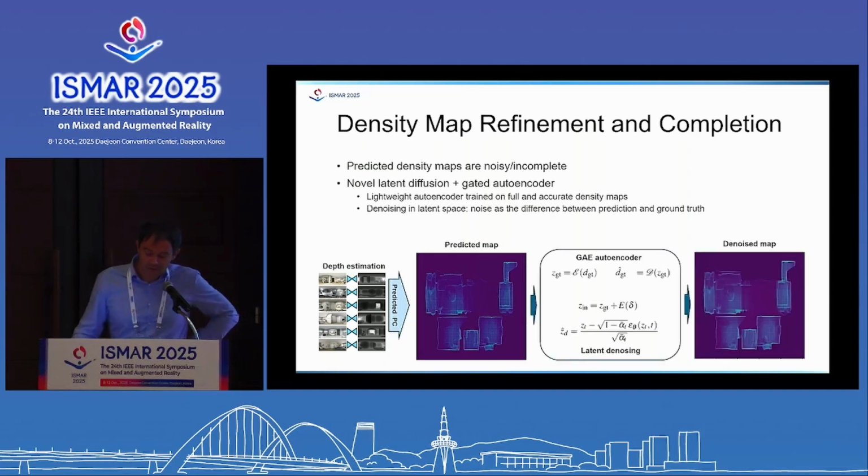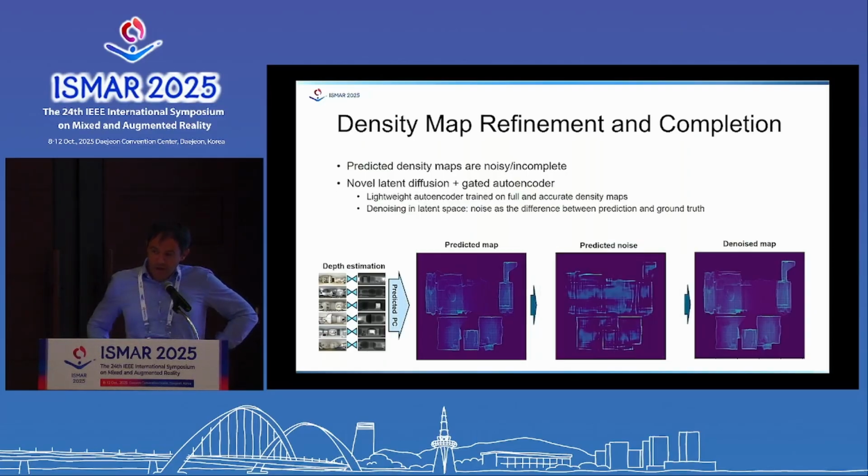And so here we introduce the latent diffusion gated autoencoder. The difference from typical latent foundation models is that here we are not trying to generate the final scene, but we are modeling just the noise. In this way, we obtain the final denoised map as the sum of the noise and the predicted map. In other words, we generate the predicted noise using our method, and then by merging the predicted map with the predicted noise, we obtain a final denoised map.